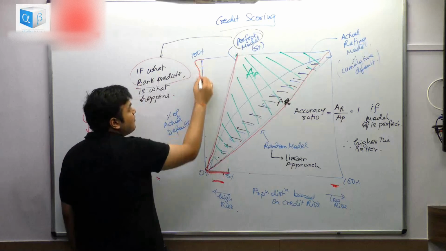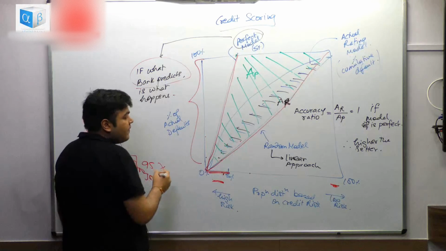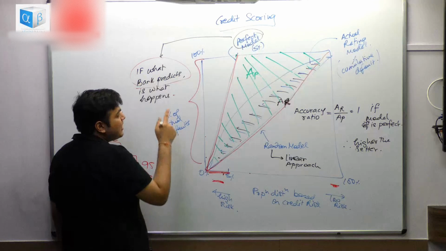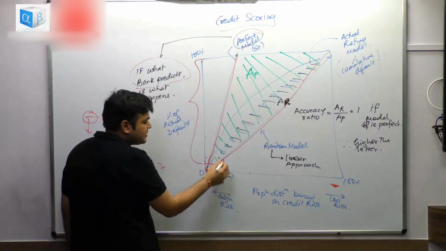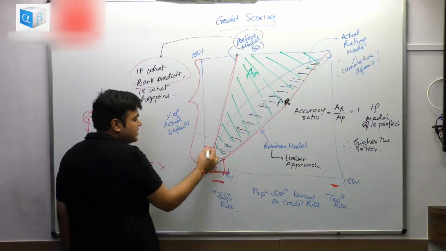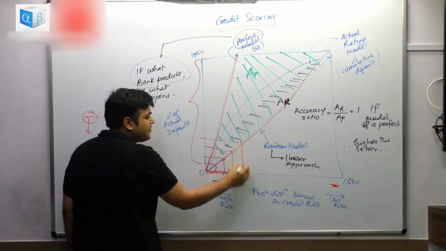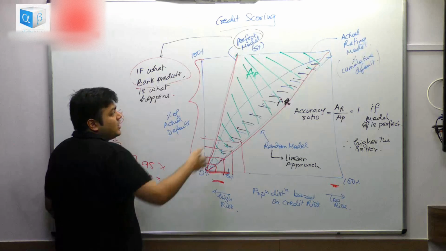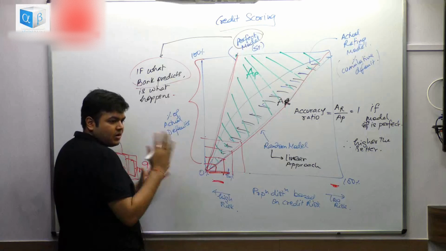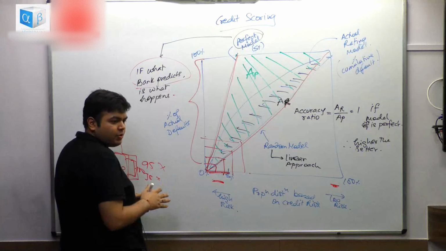So out of 100 people taking a loan, this is the percentage of actual default. So this much default happened from these many people, this much default from this credit rating, this much default from this credit rating, this much default from this credit rating. So a random model is basically taking a neutral approach, a kind of midway approach.